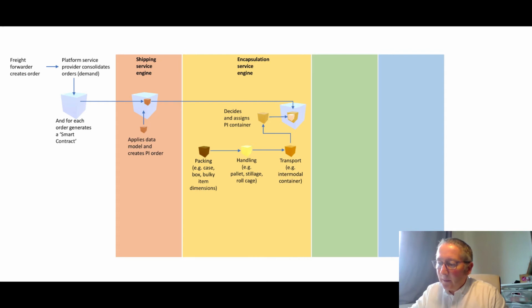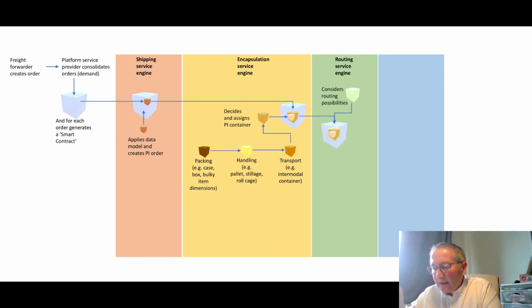Next, an encapsulation service engine describes how the order will be packaged. This service, effectively an algorithm and specific functionality within the platform, decides and assigns the container information attached to that container. So packing requirements, handling, such as use of space in a roll cage, and mode of transport, such as an intermodal shipping container. Next, the routing service engine considers the options for optimal route.